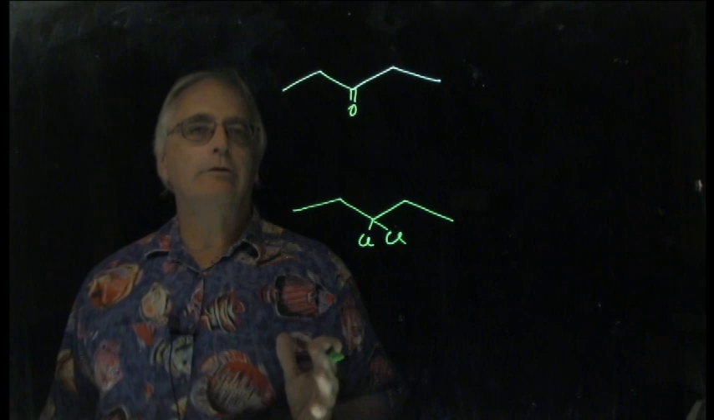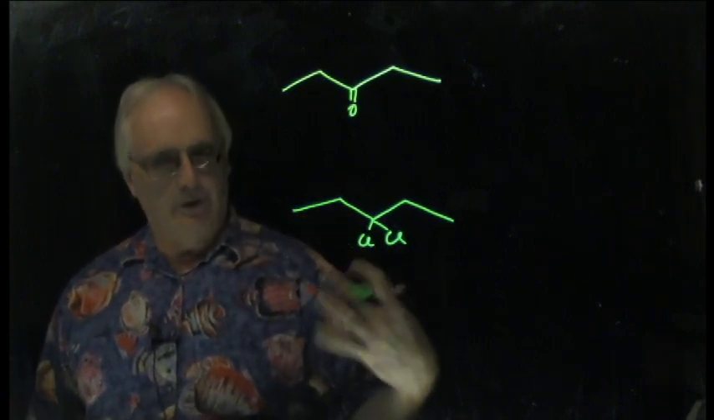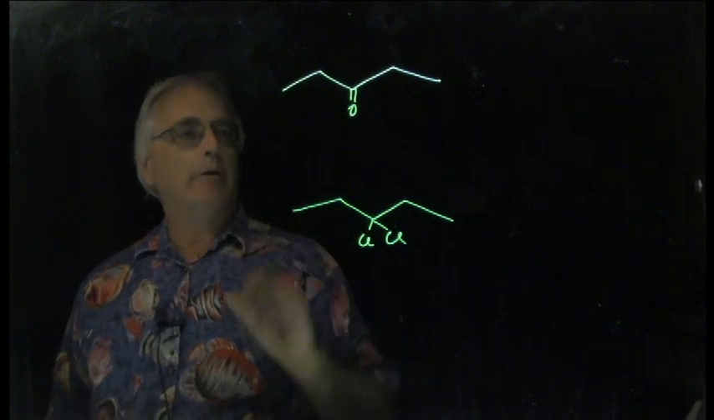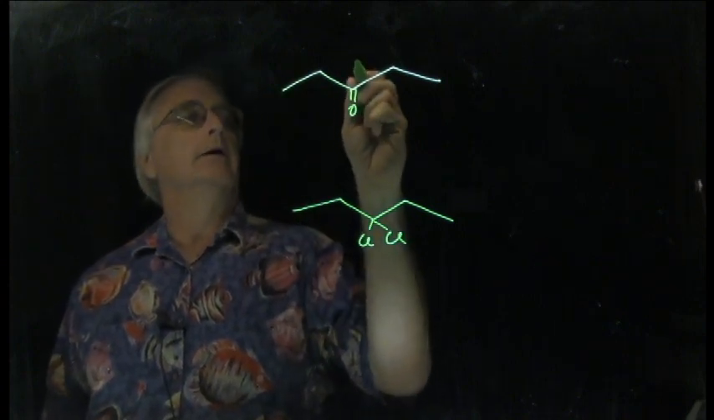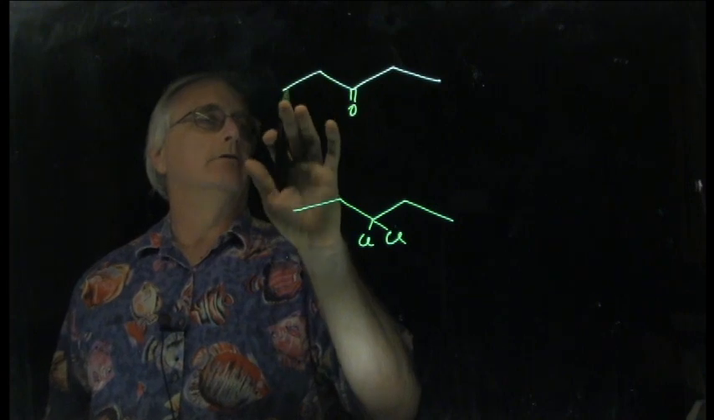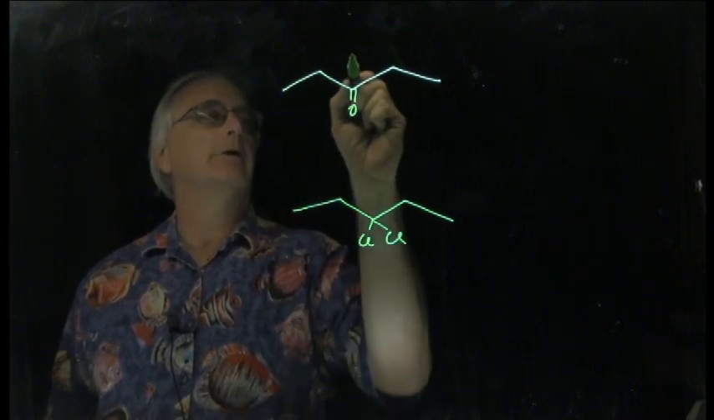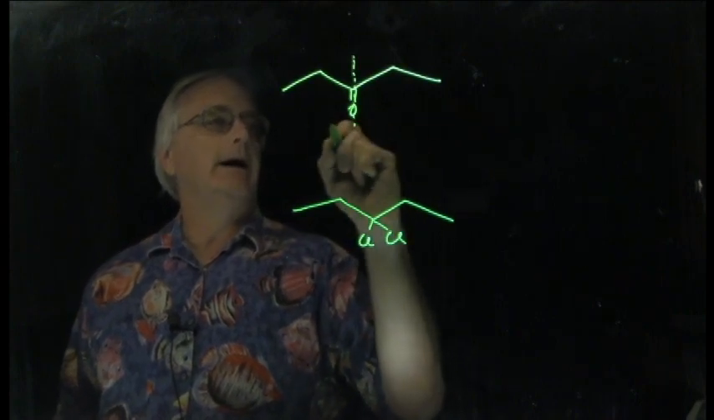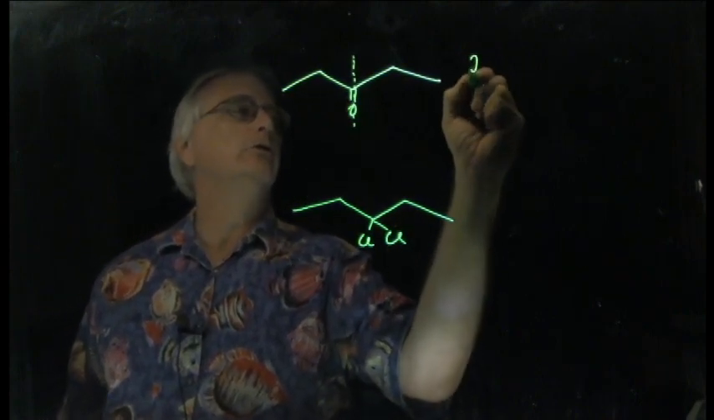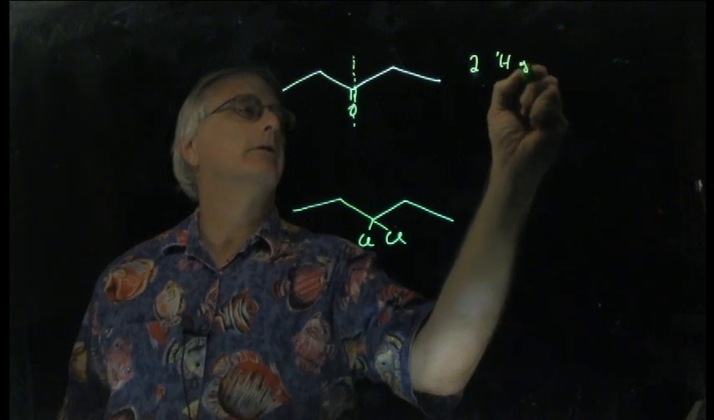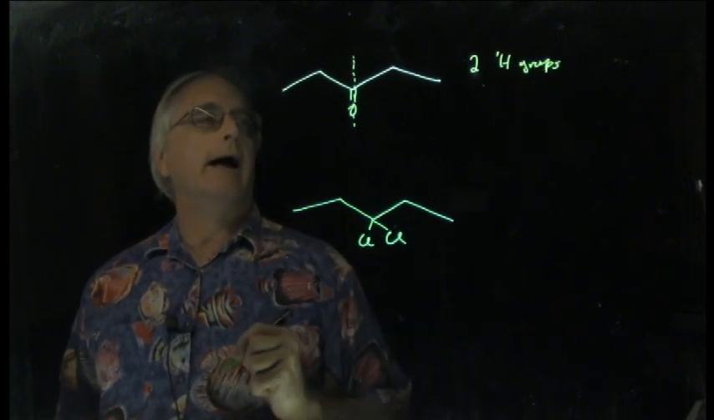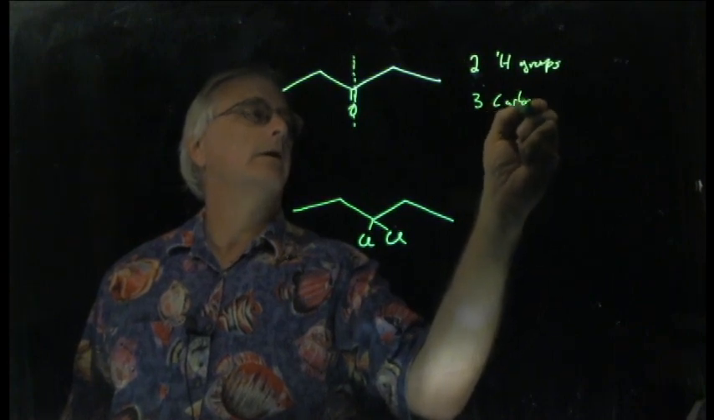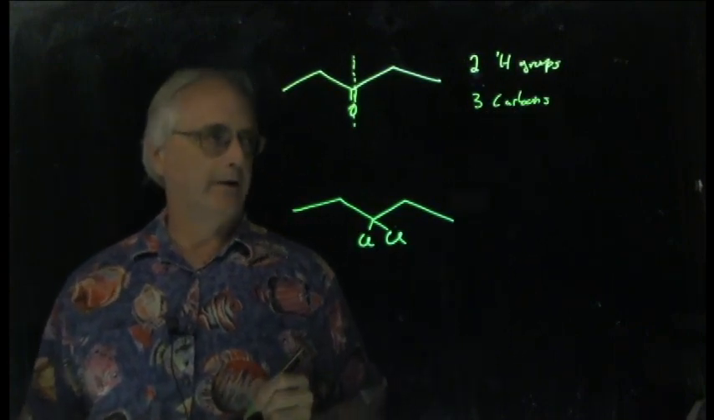If I asked you to analyze how many groups of protons, how many groups of carbons, and what the proton integrations would be, I would hope all of you could fairly readily come up with this. This molecule has 1, 2, 3, 4, 5 carbons, but look at that little axis of symmetry. And so it would have 2 hydrogen groups, and it would have 3 carbons to show up in an NMR spectrum.